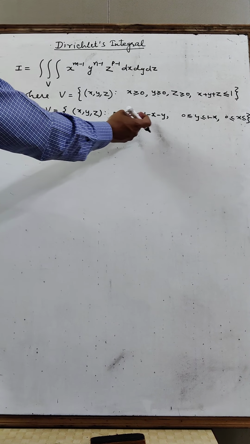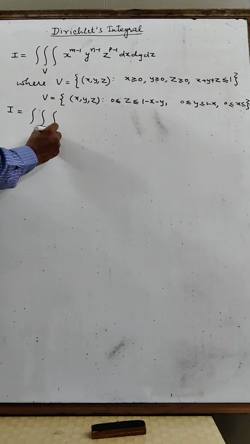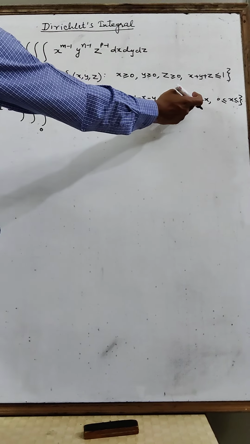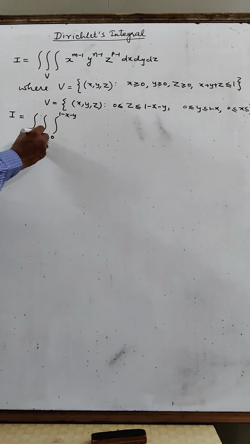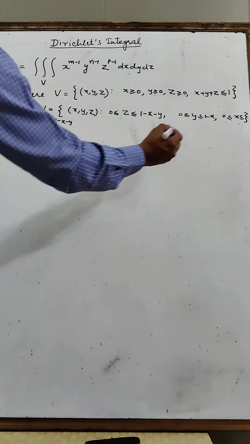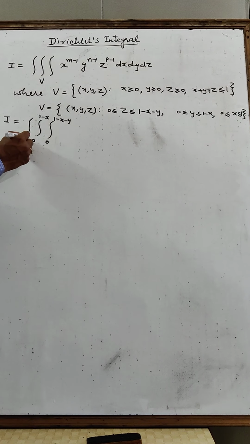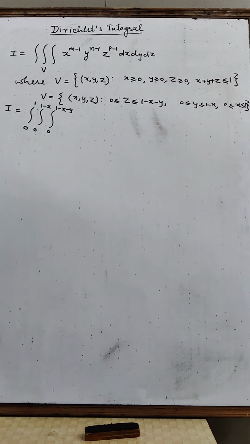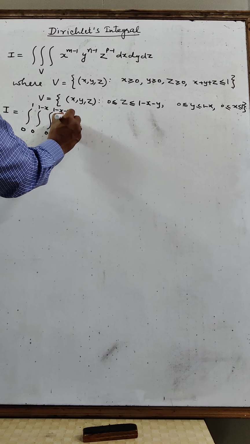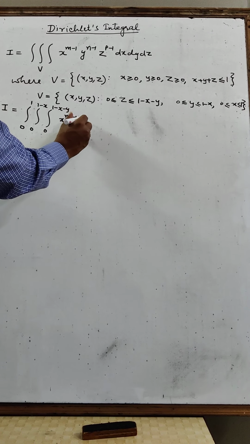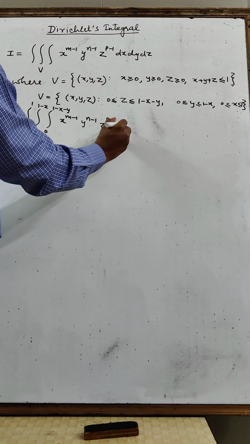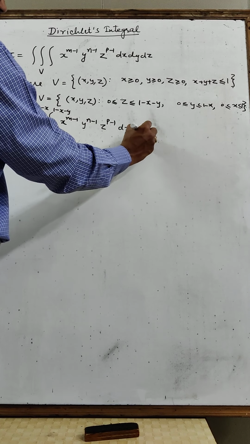as the limits of z contain two variables x and y, we must integrate with respect to z first. As the limit of y contains only one variable x, after z we will integrate with respect to y, and as the limits of x are constant, we will integrate with respect to x last. So our integral is x raised to the power m minus 1, y raised to the power n minus 1, z raised to the power p minus 1, dz dy dx.